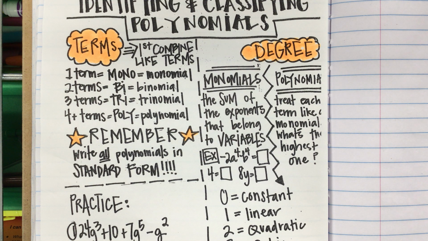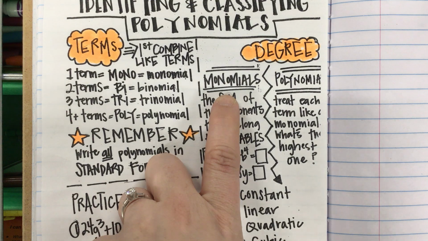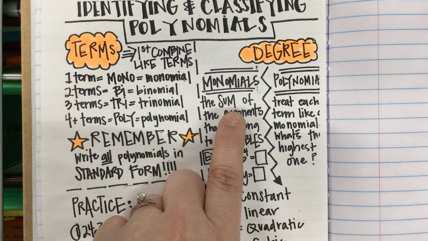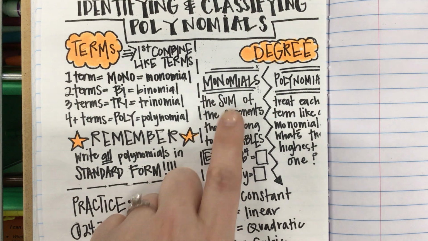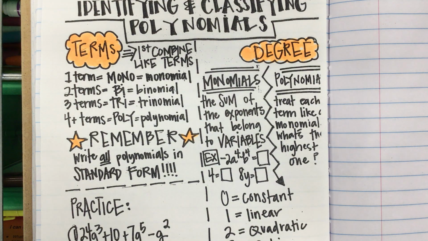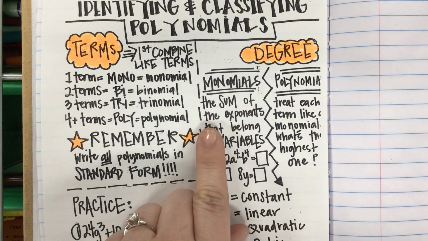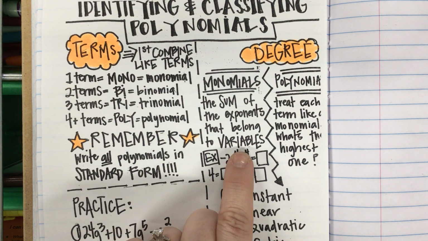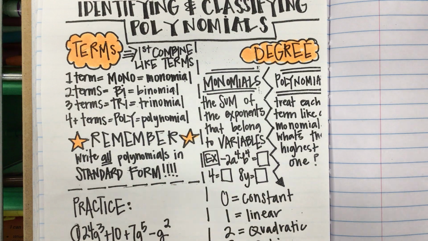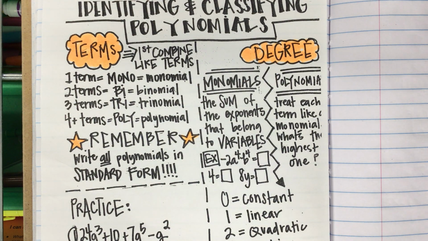If it's a monomial, meaning it is all by itself, just one little term by itself, it is the sum, what does that mean? Addition. You're going to add the sum of the exponents that belong to the variables. The sum of the exponents that belong to the variables. If it's a number by itself, I don't care. I only care about the exponents attached to variables.